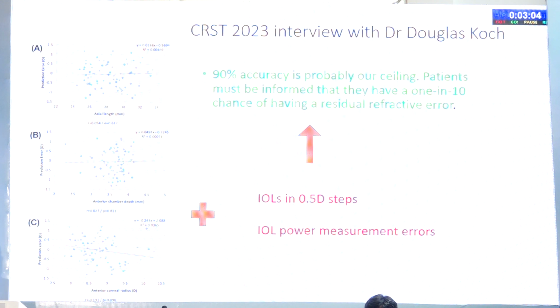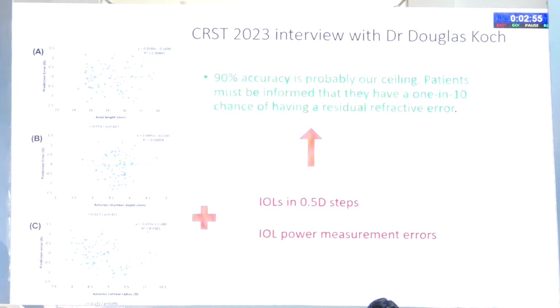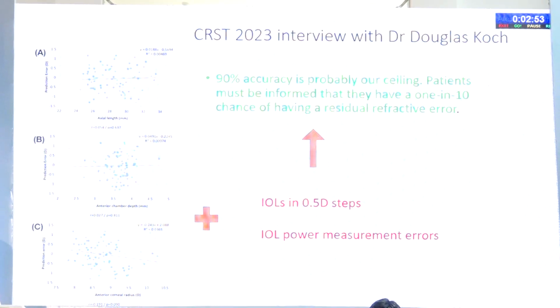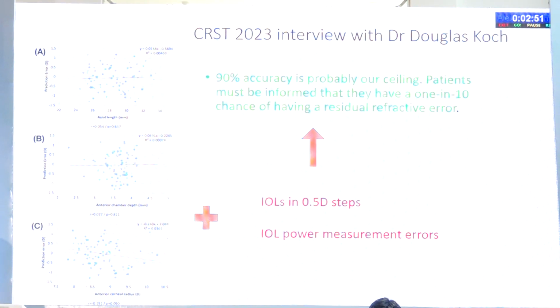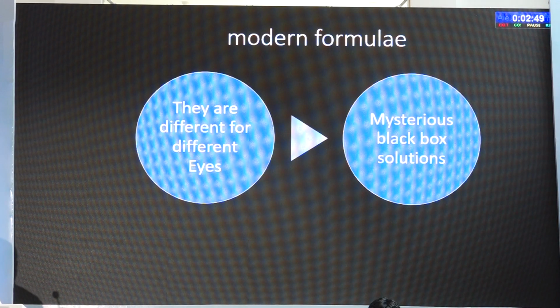So Douglas Koch, in the CRST 2023 review, said that 90% accuracy is probably a ceiling given the current machines and the technology which we use. Patients must be informed they have a 1 in 10 chance of having a residual refractive error. We have to tell them this.